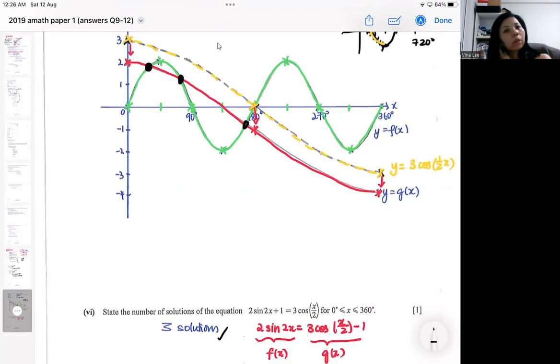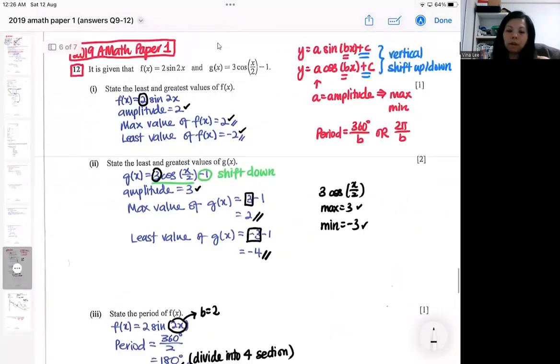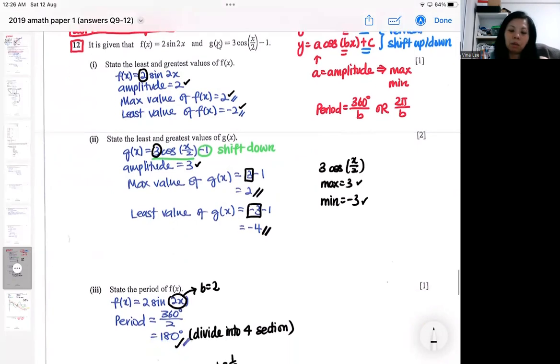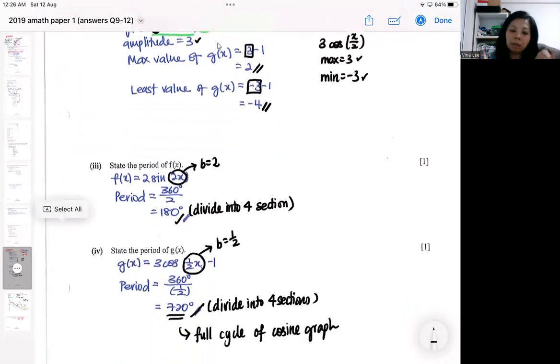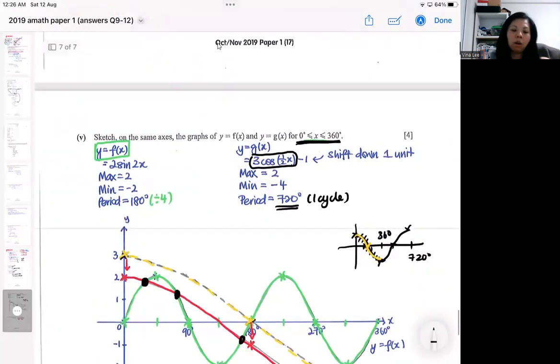In a sketch, they wouldn't ask you for the intersection. It's not possible to read the intersection from a sketch. At most, they will ask you for the number of intersections, the number of solutions. Hopefully, if you're not very confident about trigo graphs, please use this question to recap. This will also be the prep work that you will need. You need to find the maximum and minimum, which come from the amplitude. You need to find the period so that you can eventually draw out a full graph.